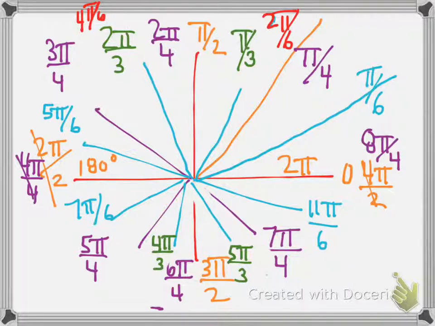8 pi over 6, that would reduce to 4 pi over 3. 9 pi over 6 would be 3 pi over 2. 10 pi over 6 reduces to 5 pi over 3, it's green here. And 11 pi over 6. So all the green are the reduced 60 degrees. They are all 60 degrees. And all the blue ones are 30 degrees.